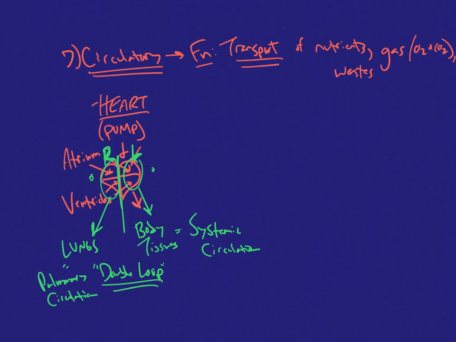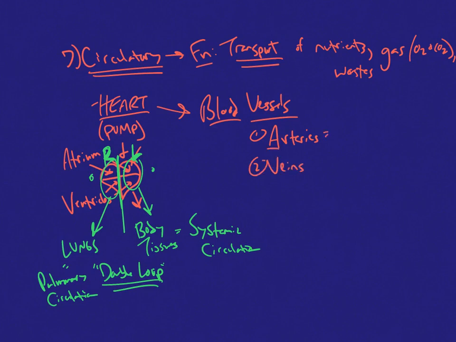All right. Now, the other thing is you've got blood vessels. Now, blood vessels is the technical kind of general term. There are two types of vessels, right? You've got arteries and you've got veins.